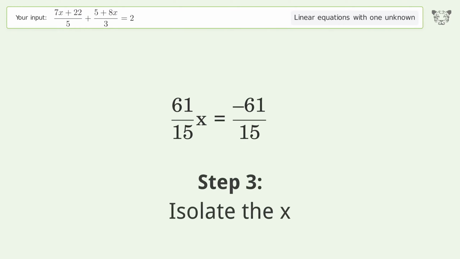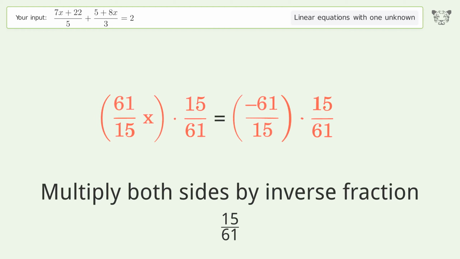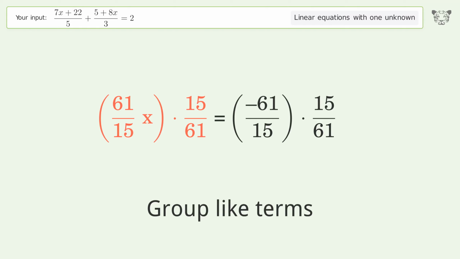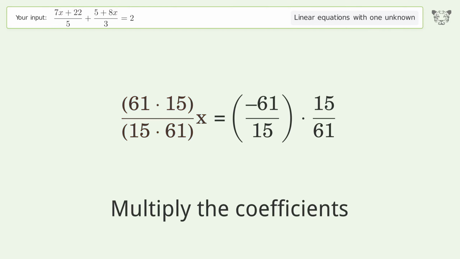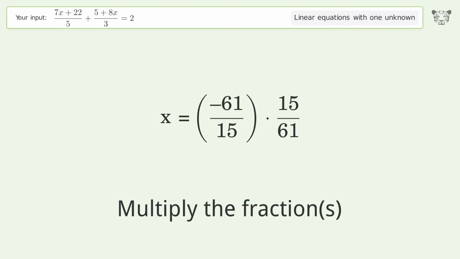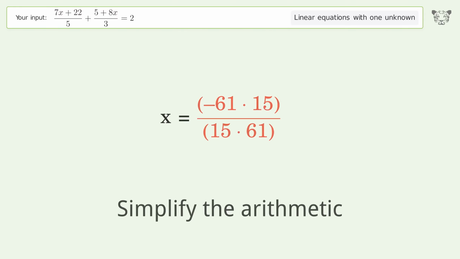Isolate the x. Multiply both sides by inverse fraction 15/61. Group like terms. Multiply the coefficients. Simplify the fraction. Multiply the fractions. Simplify the arithmetic.